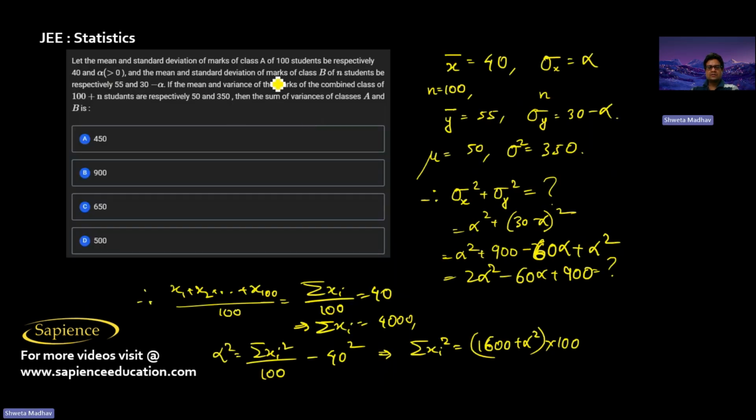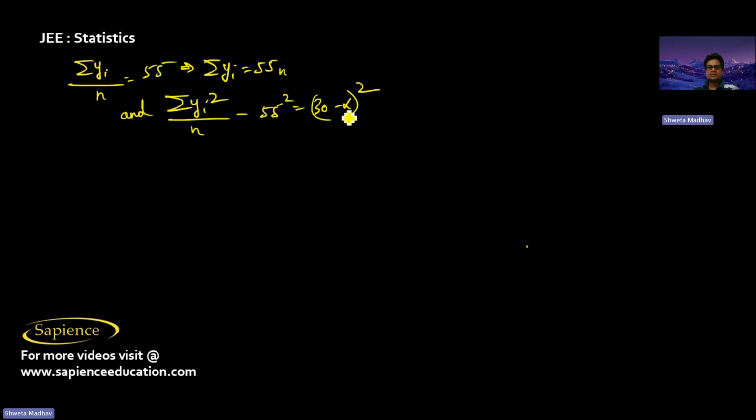Since here the standard deviation is told, 50 minus alpha. So therefore I can say summation yi square is equal to (30 minus alpha) whole square plus 55 square, into n.